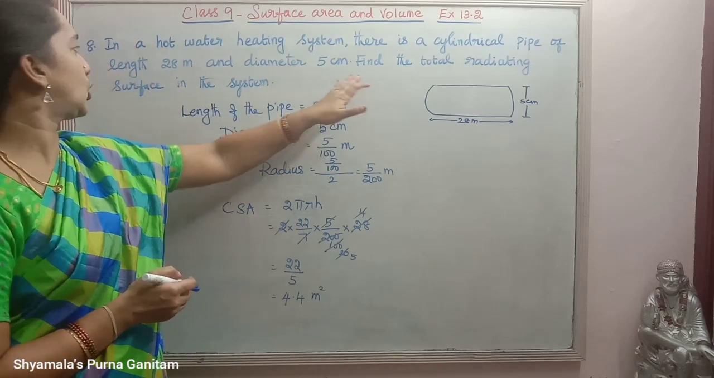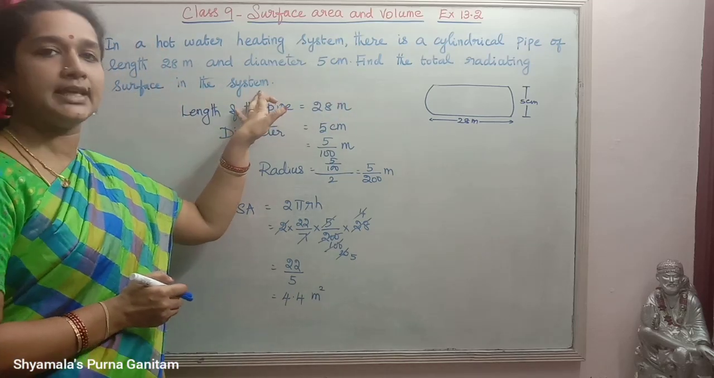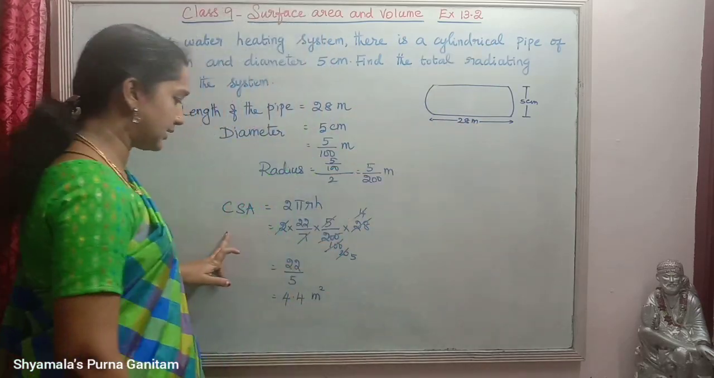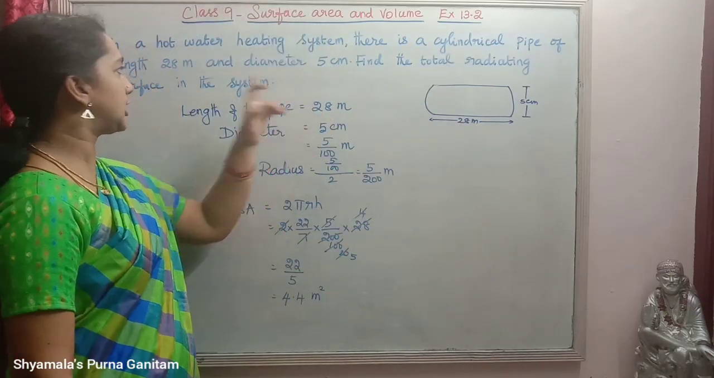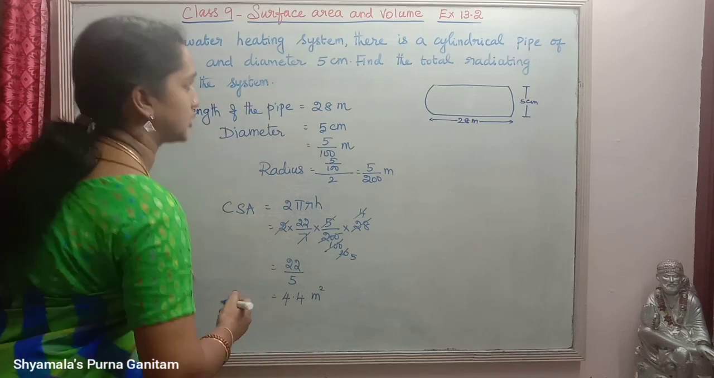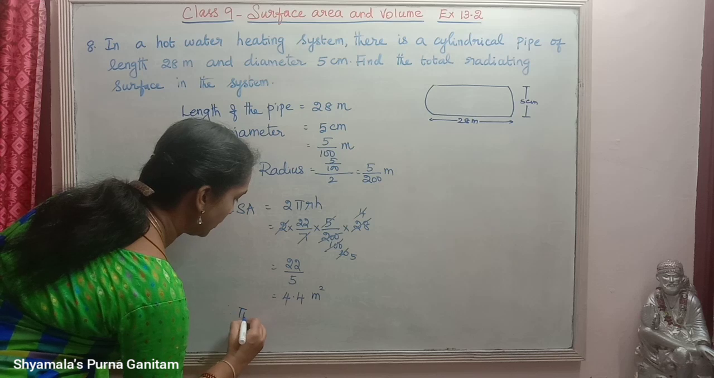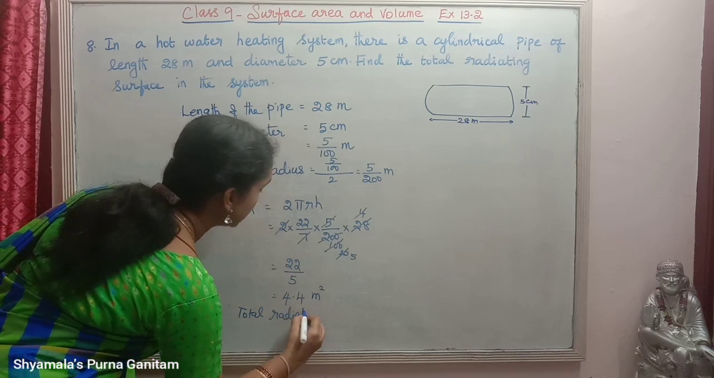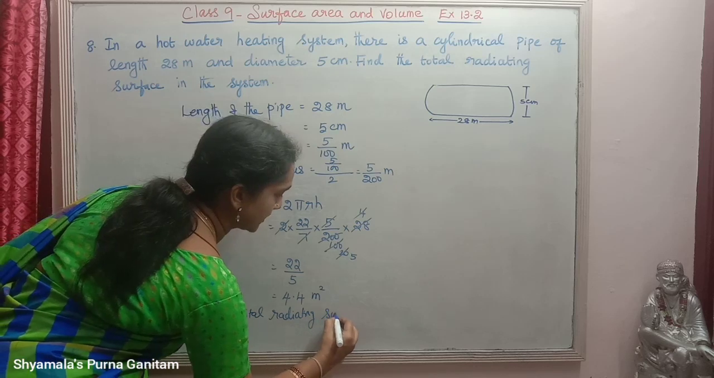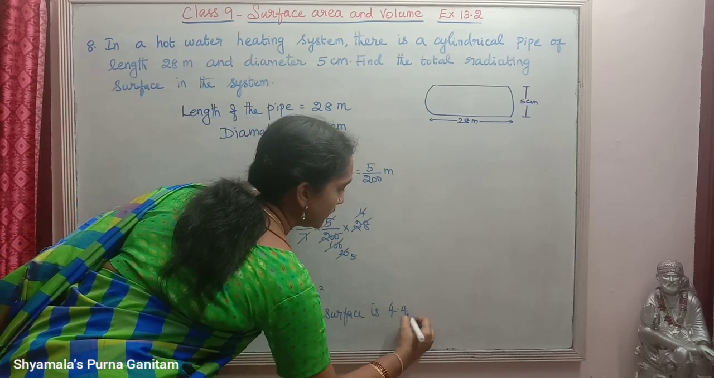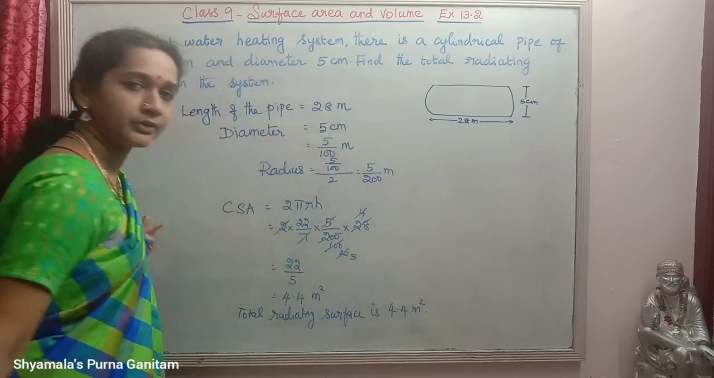So the total radiating surface in the system is nothing but this curved surface. Therefore, the total radiating surface is 4.4 meters square.